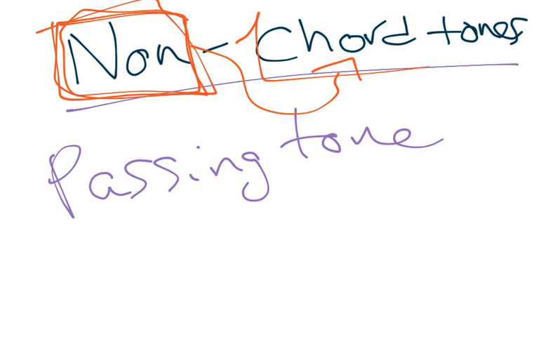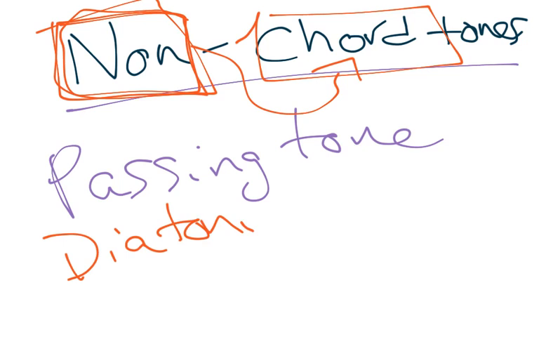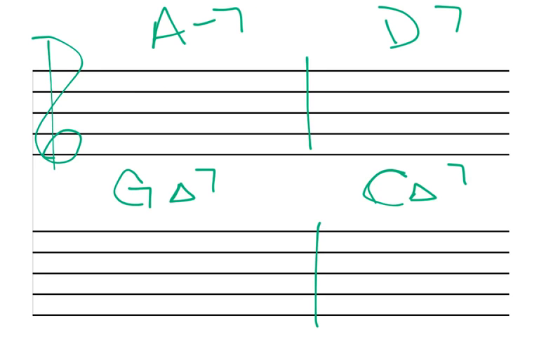It's not in the chord, okay? But typically, a lot of times, we still keep them diatonic. Not in all cases. You'll see. We'll get into some examples of that. We'll get a little crazy. But let's jump right into Autumn Leaves here.